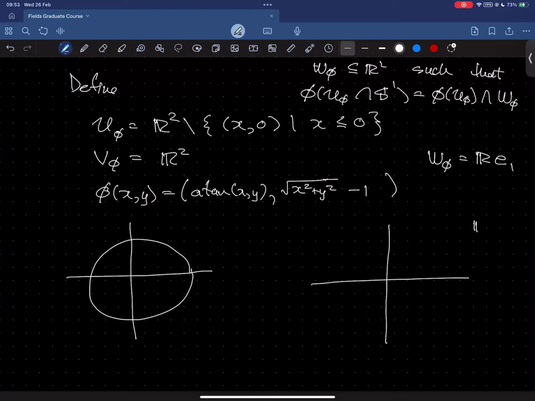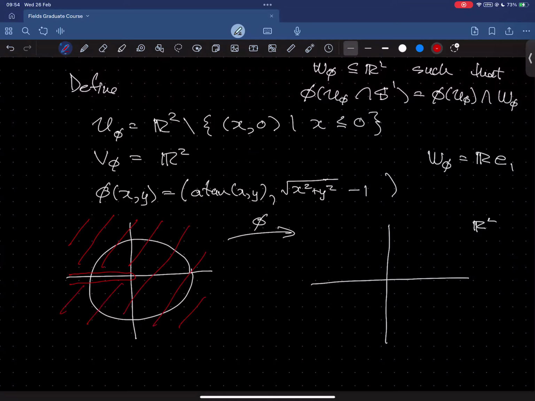All right, so here's R2, and I have a map here, phi. Let me also draw the chart domain. Let me do it in red because that's what I did before. So I omit the line along with the origin. So u phi is going to be all of this stuff. Okay, so it's u phi. And what does this map to in R2?